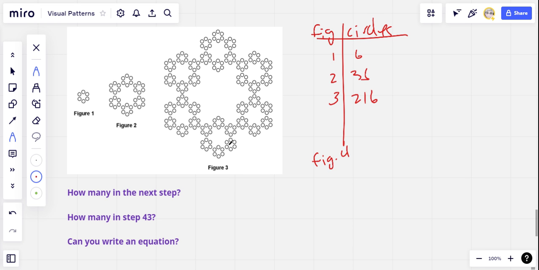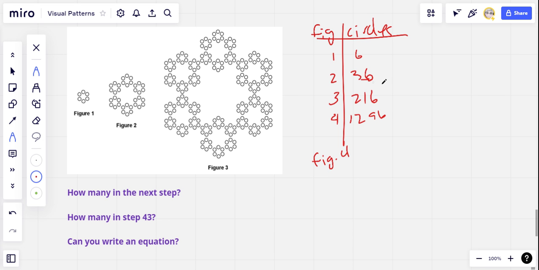So I'm guessing for figure 4, we would have 6 of these big circles with the more circles and the little circles inside them. So it would be 6 times the previous step, so 6 times 216. Let's see, that is 1,296. Glad we're not drawing that out. That'd take a long time to draw 1,296 little circles. So maybe you can see already what's happening here. We've had a couple of patterns like this before, where they're doubling or tripling or quadrupling. In this case, it's sextupling every step.